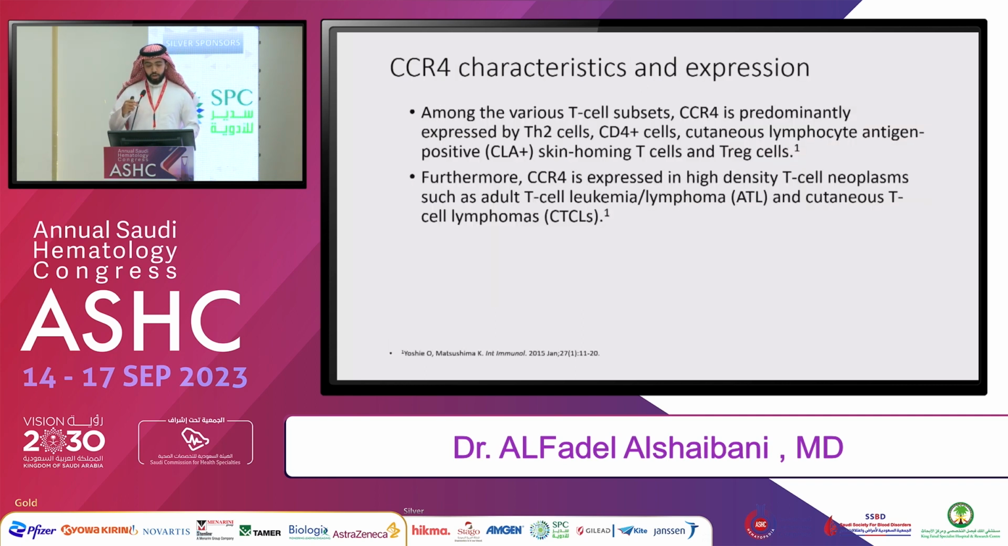So chemokine co-receptor 4 is a marker that is present in many cells: in T regulatory cells, in CD4 homing T cells, in cutaneous lymphocyte antigen T cells, etc. This chemokine co-receptor 4 is highly expressed in mycosis fungoides and Sézary syndrome, and is present as well in adult T-cell leukemia lymphoma. Actually, the treatment mogamulizumab for cutaneous T-cell lymphoma was started initially on adult T-cell leukemia lymphoma cases.